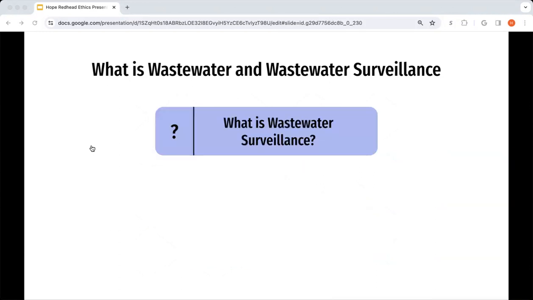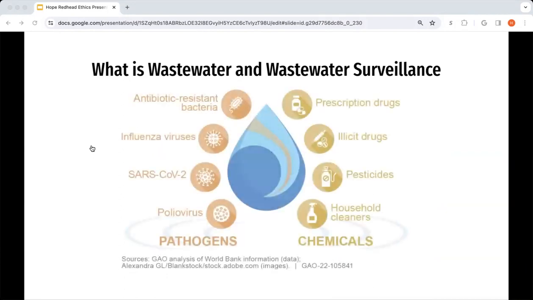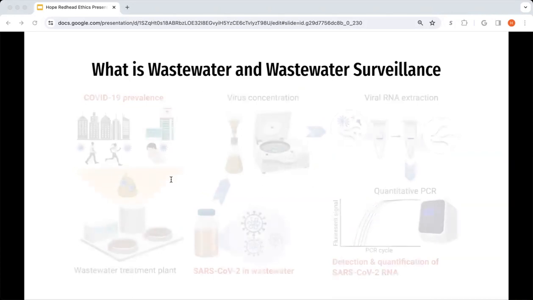So what is wastewater surveillance? Wastewater surveillance involves analyzing sewage for indicators like pathogens, drugs, or biomarkers. By studying these indicators, it provides insight into a population's health, drug use, or exposure to pollutants. So during COVID-19, for example, wastewater surveillance has been used to detect the presence of the virus in communities, serving as an early warning system.